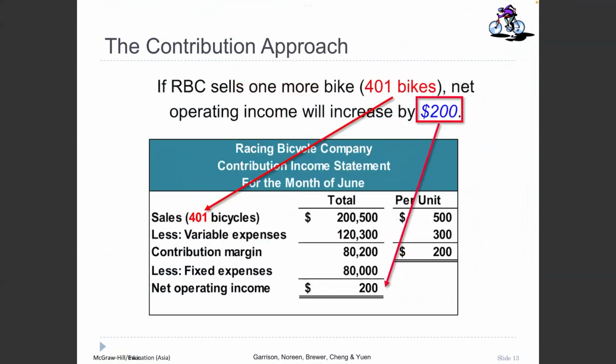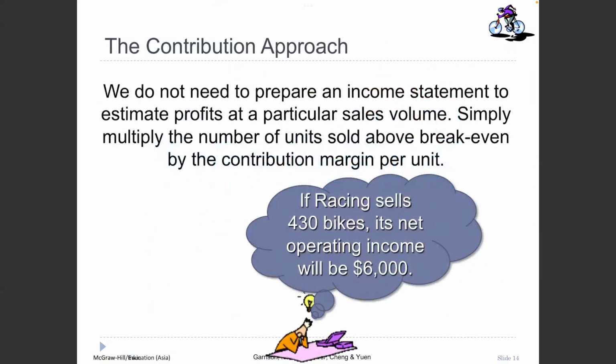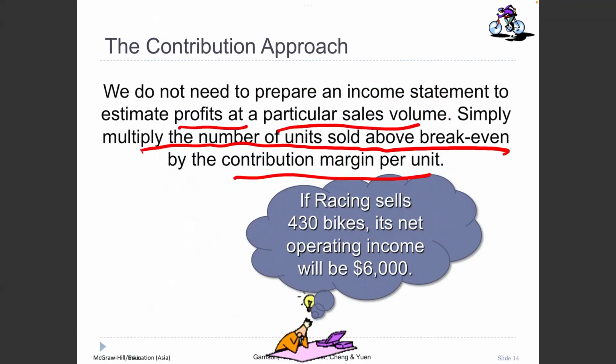If RBC sells one more bike, which is 401 bikes, net operating income will increase by $200. So we do not actually need to prepare an income statement to estimate the profit at a particular sales volume. Simply multiply the number of units sold above break even by the contribution margin per unit. This is how knowing the contribution margin per unit can help you do a quicker analysis if you want to know how much profit you will get if you reach a certain sales volume.